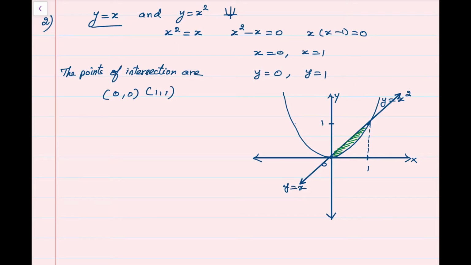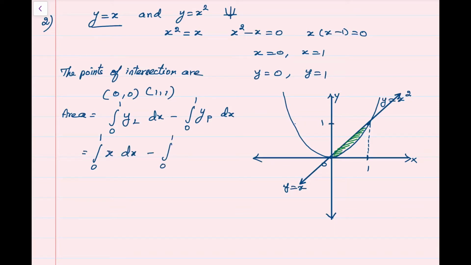We will do upper curve minus lower curve. And integration is done with respect to the variable x. The limits for both the curves are 0 to 1 and upper curve is line and lower curve is parabola. Integral 0 to 1 of y from the line equation is x and y from the parabola equation is x square. Integral of x is x square divided by 2 and the limits are 0 to 1. Integral of x square is x cube divided by 3 and the limits are 0 to 1.